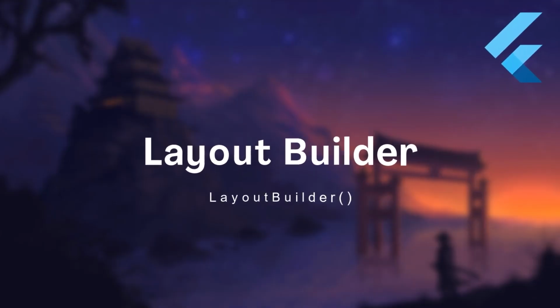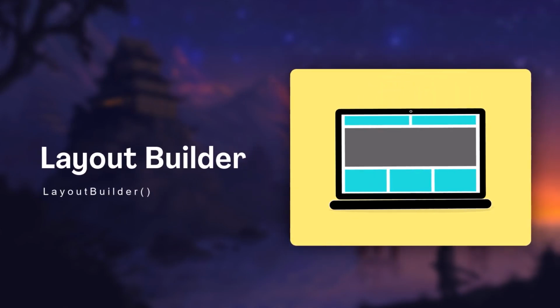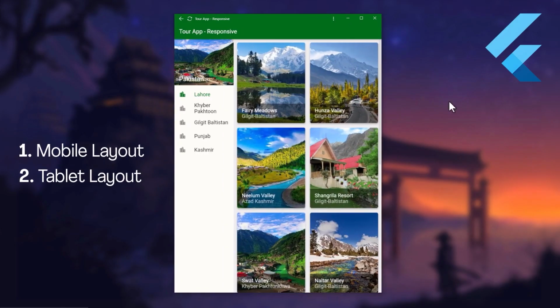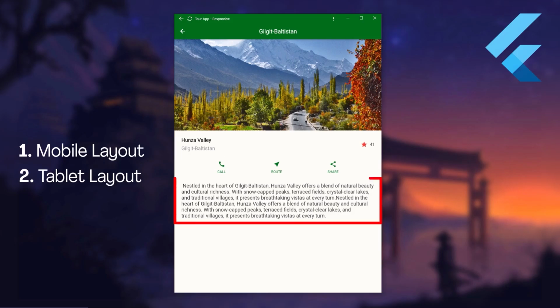In this section, I'll be talking about the LayoutBuilder and how we can change the size and position of any widget using the LayoutBuilder. Now we have a mobile and tablet layout ready, but in the tablet layout, if we click on any place, the details are not shown in a great way. The image is stretched out and the title is also in the bottom, and same for the description.